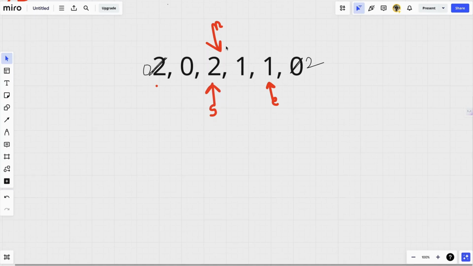Middle is pointing at 2, when they point at 2, we swap middle and end. So this becomes 1 and this becomes 2, and we decrement ending by 1, right? Now middle is pointing at 1, we do nothing, just increment middle by 1. Middle is pointing at 1, we do nothing, increment middle by 1. Middle crosses end, the array is sorted, right?